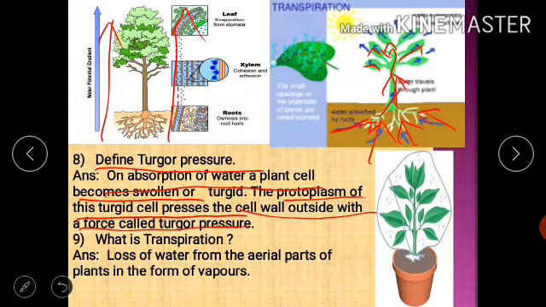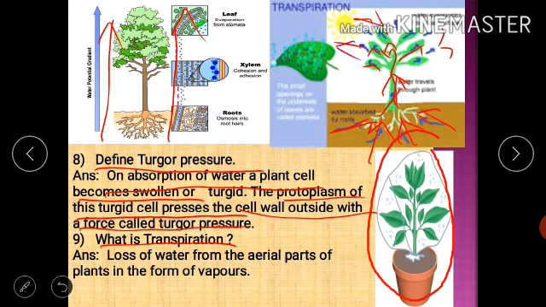Okay, now we'll come to transpiration. What is transpiration? Loss of water. Can you see the loss of water over here in the aerial part of the leaf? Okay, in the aerial part of the plant in the form of vapors, and this is what is called transpiration. There is one experiment set up over here. Can you see the picture?